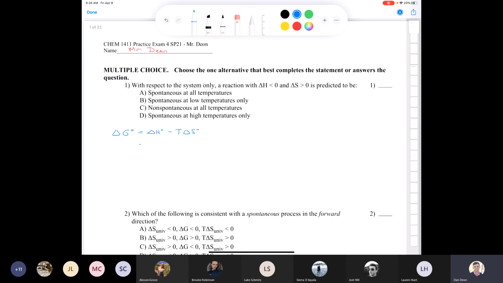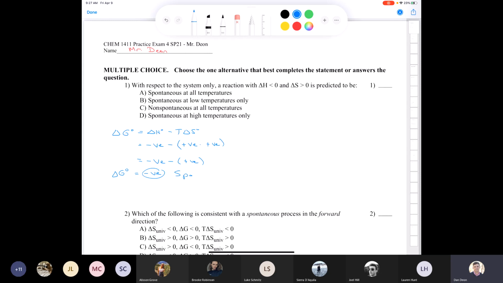So if our delta H is less than 0, we have a negative number. We're subtracting T times delta S. Our T is always a positive number. And if our S is greater than 0, that means that it is a positive number. If you're taking a positive and multiplying it by a positive, that gives you a positive. And so you're essentially doing negative subtract a positive number. So that means that it's always going to give you a negative delta G. Delta G is always going to be negative all the time.